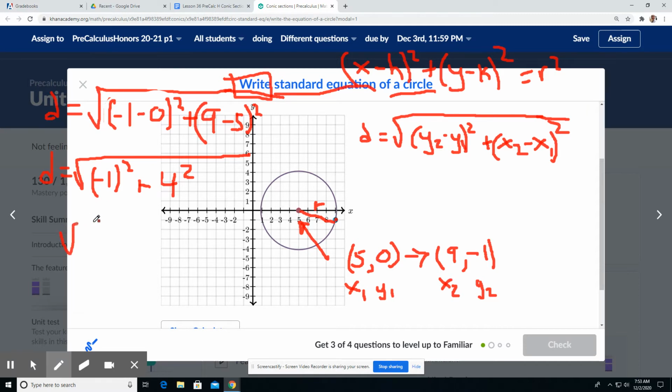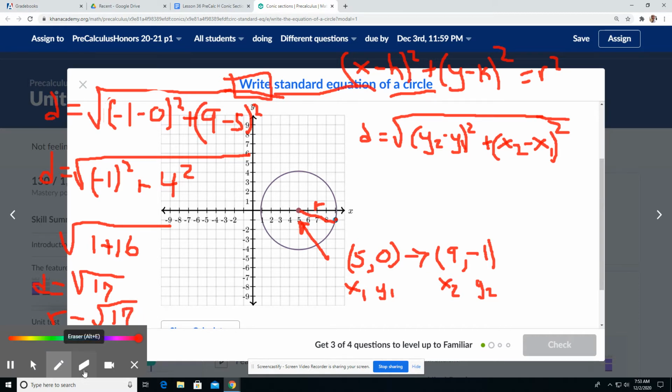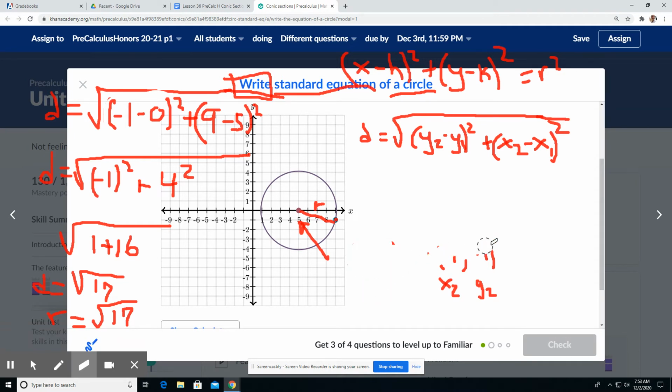All right, so this all turns into (-1)² is 1 plus 16, and we get the square root of 17. 17 is our distance. And remember, this distance was actually calculating the radius for us. So the radius was the square root of 17. All right, we now have everything we need. Go ahead and get this out of the way. Okay.